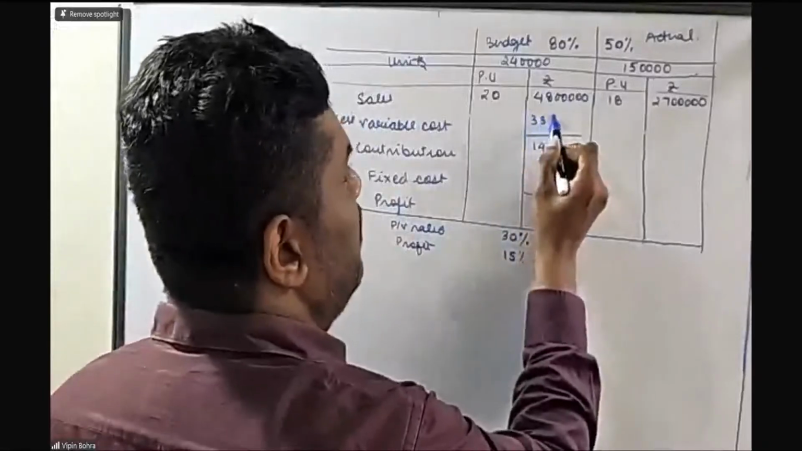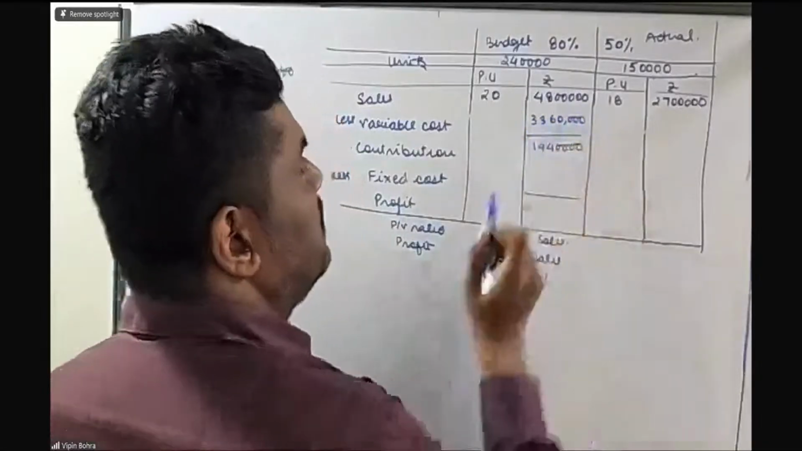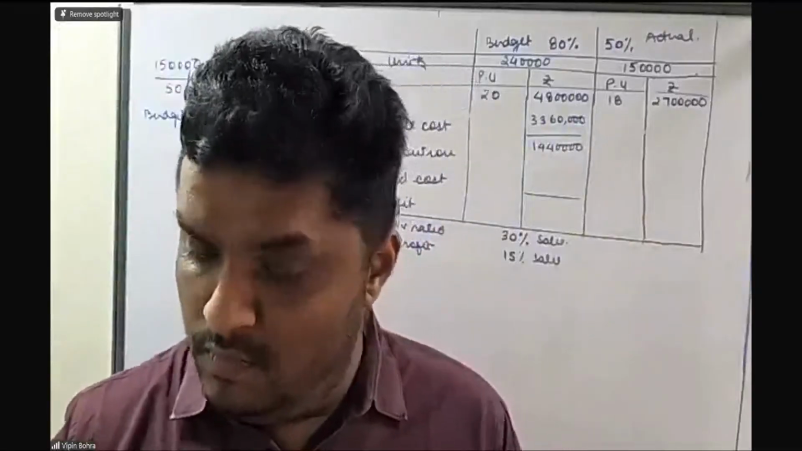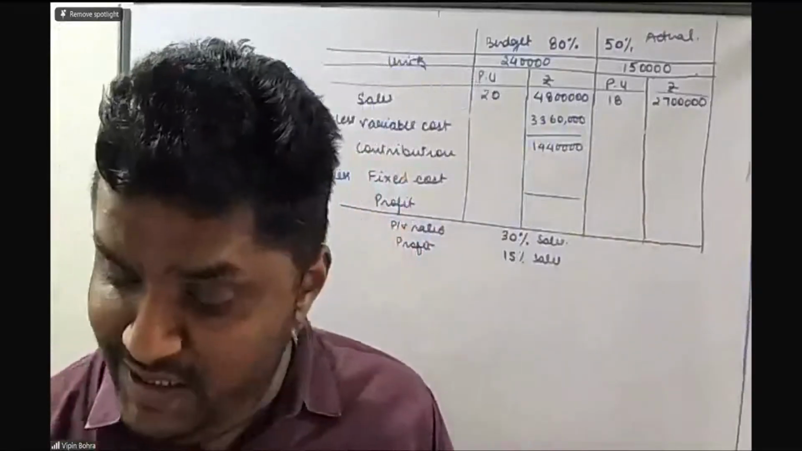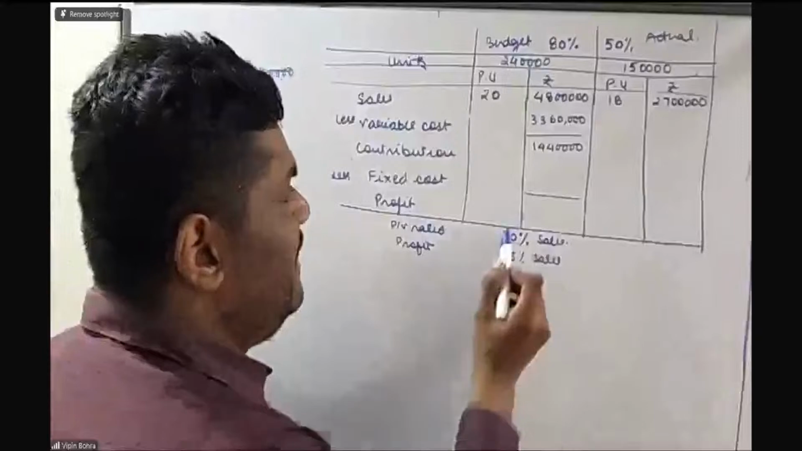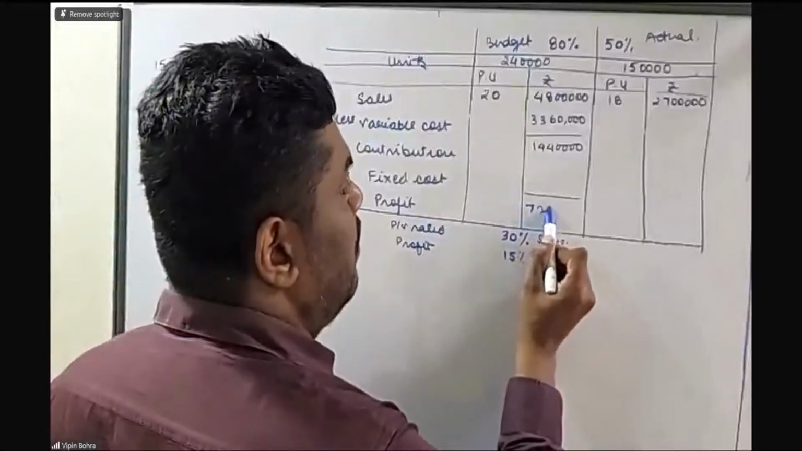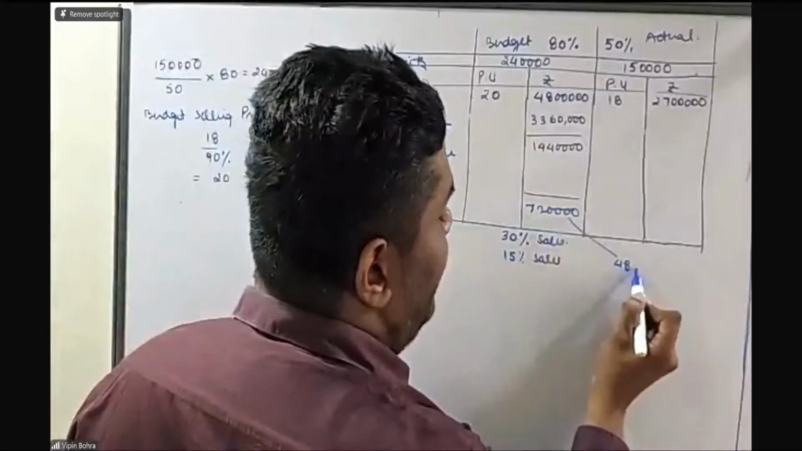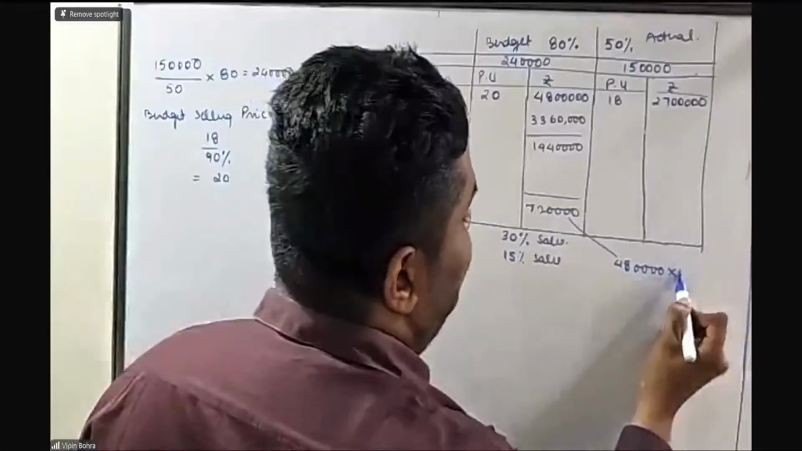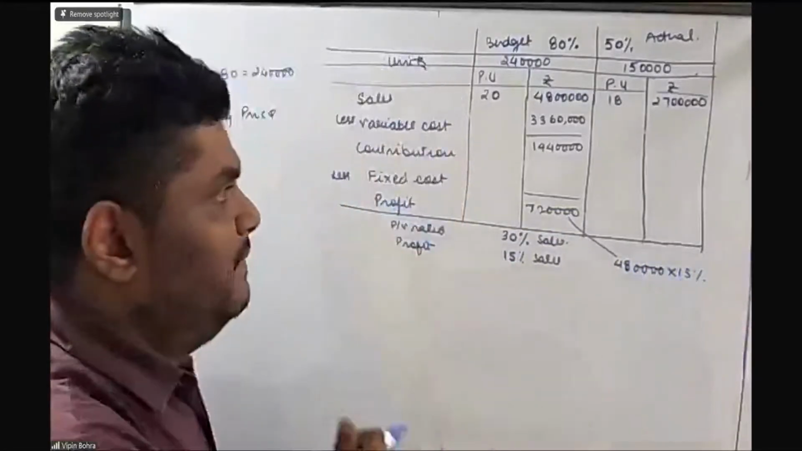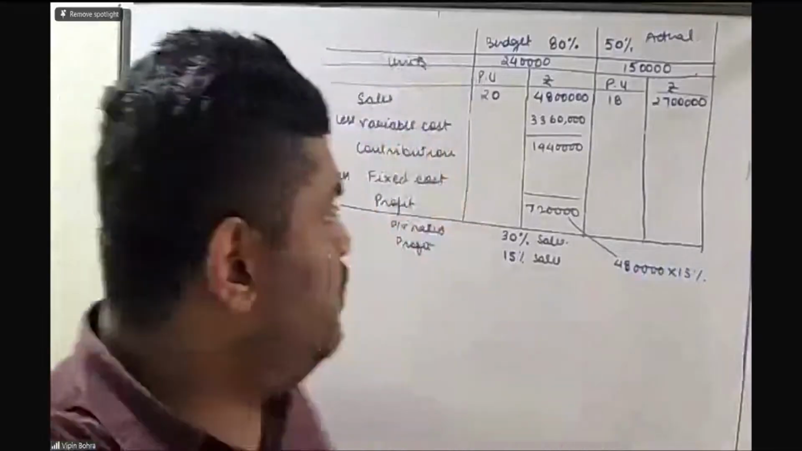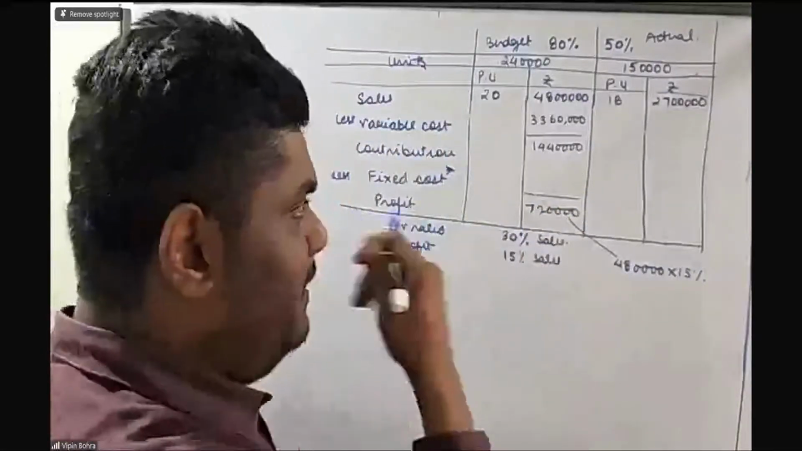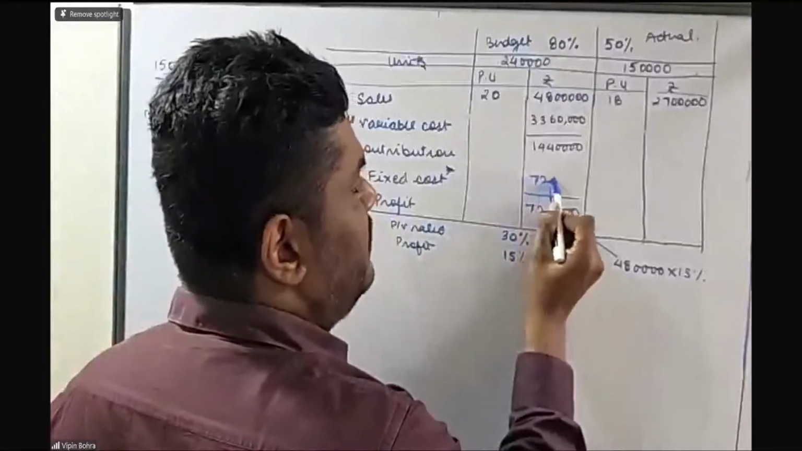$33,60,000 will be what? My variable cost. Profit is 15%, so this will be 7,20,000. Profit is 15%, so 48 lakh into 15%, this will be my profit. So we can easily calculate the fixed cost. Contribution minus fixed cost should be profit. So fixed cost will be 7,20,000.